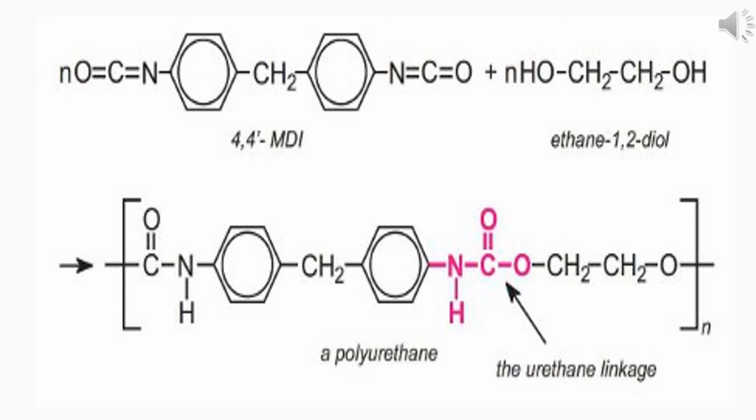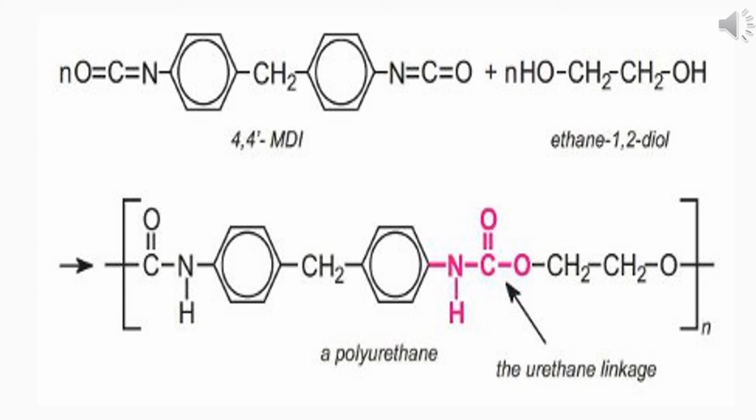Now here you can see 4,4' MDI. The isocyanate groups are present at the 4 position on one phenyl ring and 4' on the other phenyl ring. So 4,4' MDI is reacting with ethane 1,2-diol. A urethane linkage is being produced. You can see that the urethane linkage is colored pink here. So this is a polyurethane.